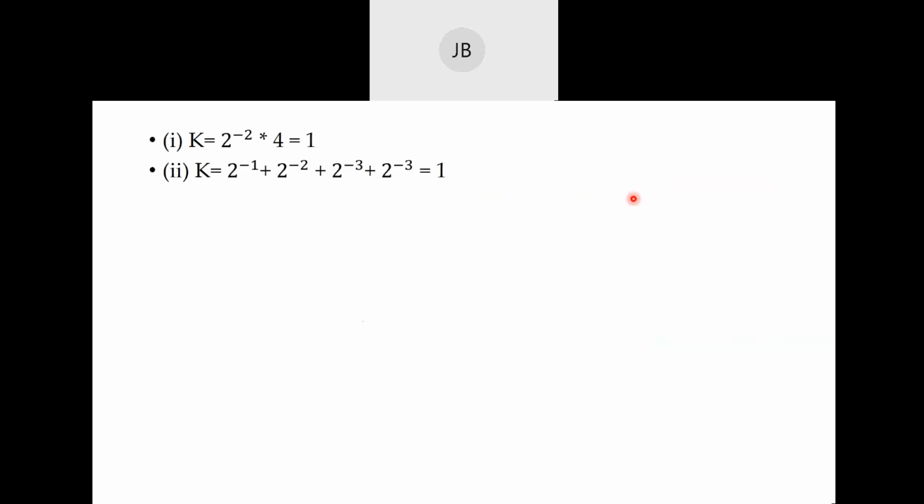Anyway, we will check it with the help of the Kraft inequality. For the first case, the Kraft inequality is 2 power minus 2 added 4 times, or multiplied by 4, so that is equal to 1.